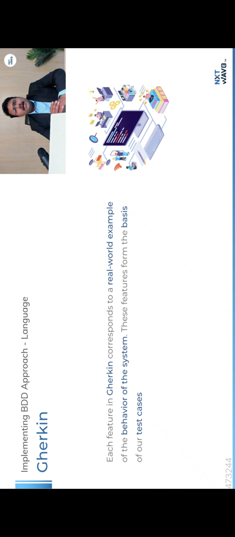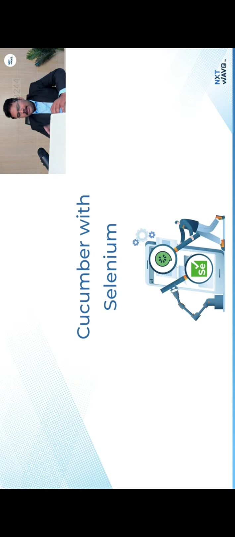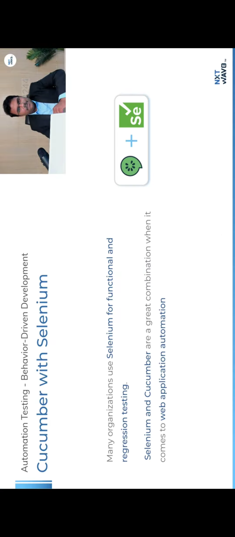So moving on, a key aspect of the Gherkin language is that each feature in Gherkin corresponds to a real world example of the behavior of the system, right? So these features form the basis for our test cases altogether. Now let's look at how we can combine Cucumber with Selenium. We have basically understood what exactly Cucumber is, what BDD is, and how the Gherkin language is written. We saw an example: given, when, then, and so on and so forth, right? So now let's look at how we can combine Cucumber with Selenium altogether.